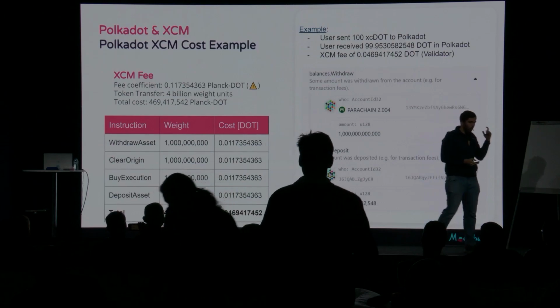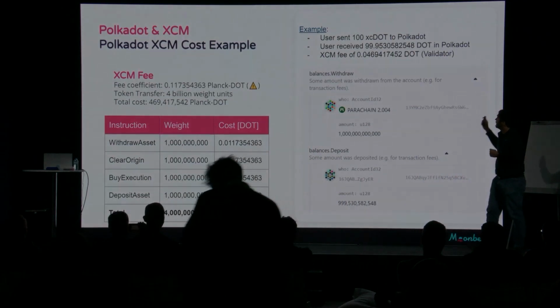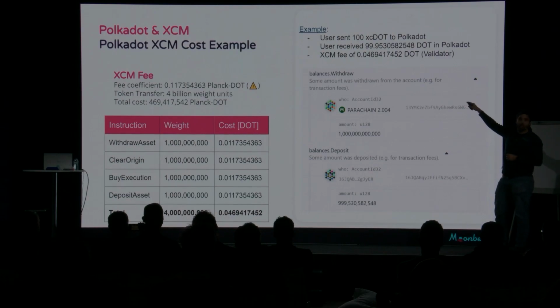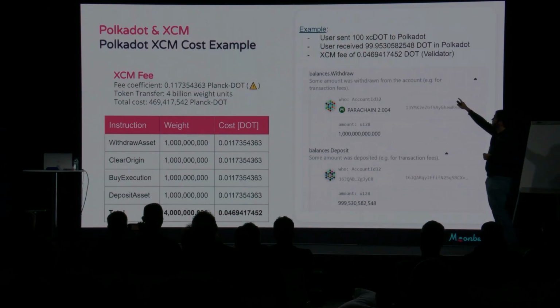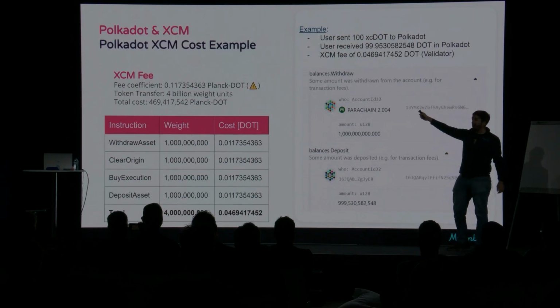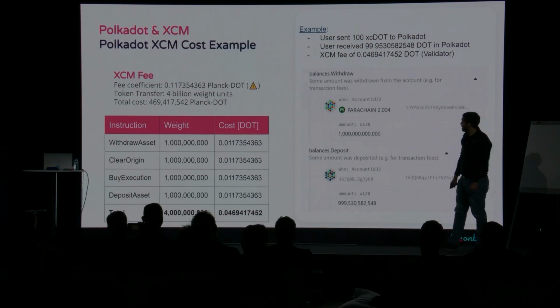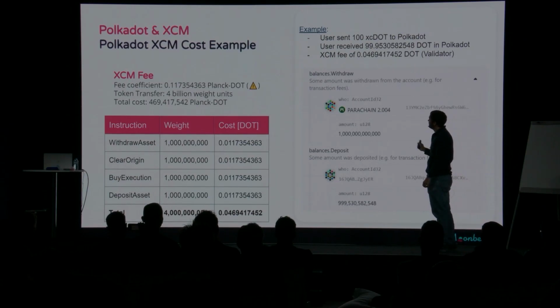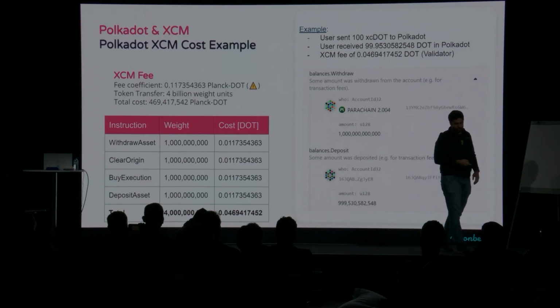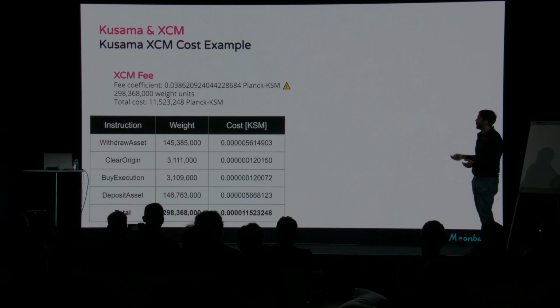So I went to Polkadot, and I actually looked in Polkadot.js for a user that transferred 100 xcDOT from Moonbeam to Polkadot, and the user received 99.95 something DOT. And if you do the math, these numbers do check out, right? So the math actually corresponds to the reality. And if you click on there, you will actually see the block where this happened if you want to verify it yourself. The same is true for Kusama. I'm not going to go through the example, but it's fairly similar.